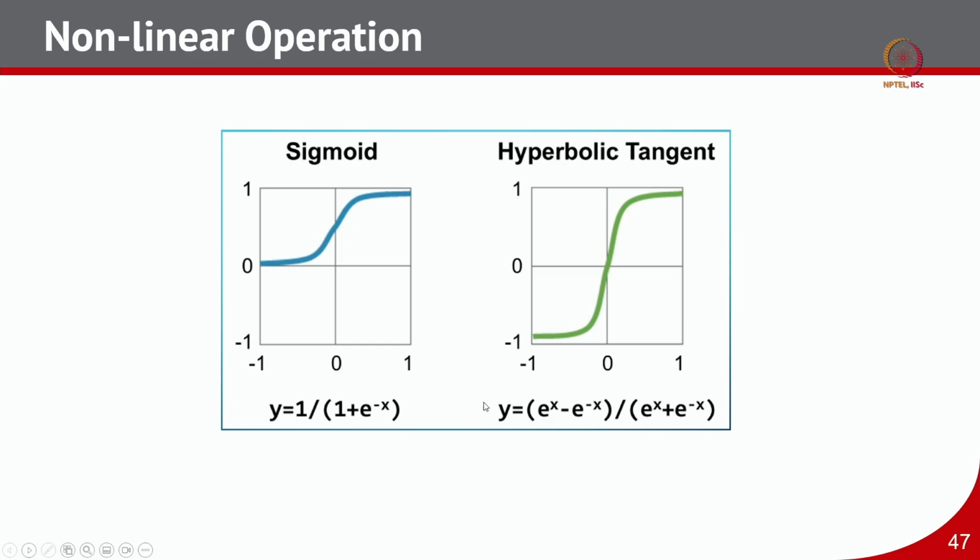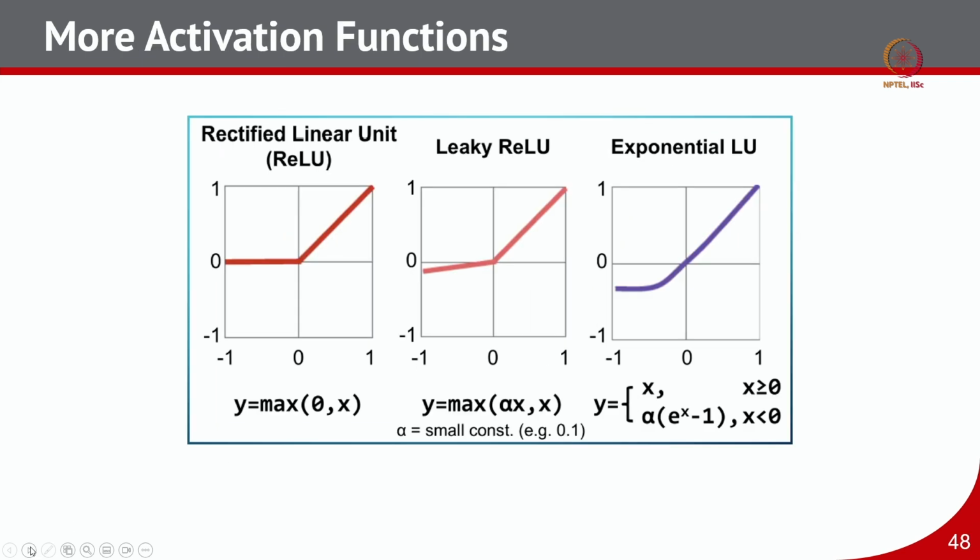Then we have hyperbolic tangent, e to the power x minus e to the power minus x over e to the power x plus e to the power minus x. That's another nonlinear operation, right? Similarly, there is the rectified linear unit, in short known as ReLU. ReLU is nothing but y is equal to the maximum of 0 comma x. There is leaky ReLU, which is smoother than ReLU. Then there is something called exponential LU, which is again smoother than leaky ReLU as well as the rectified linear unit. All these activation functions are nonlinear functions.